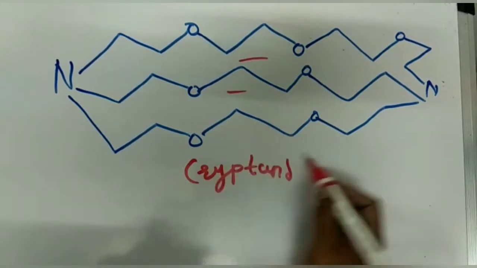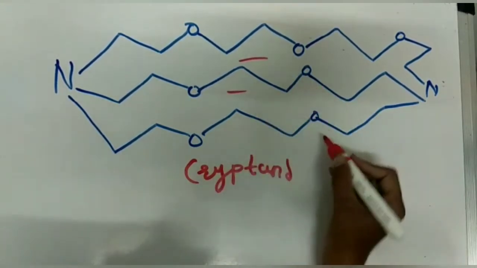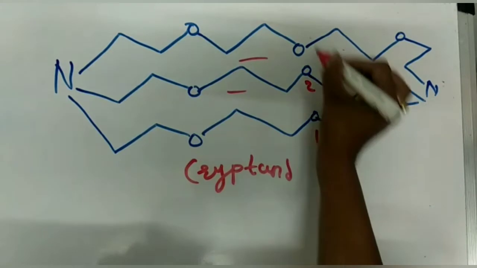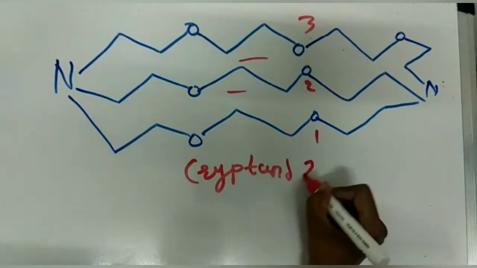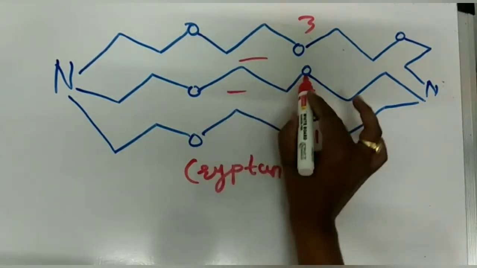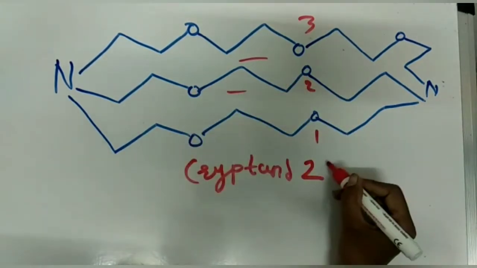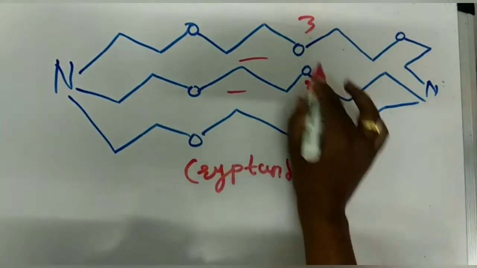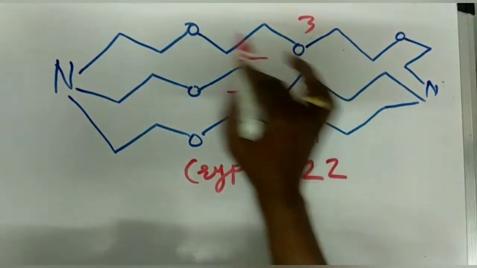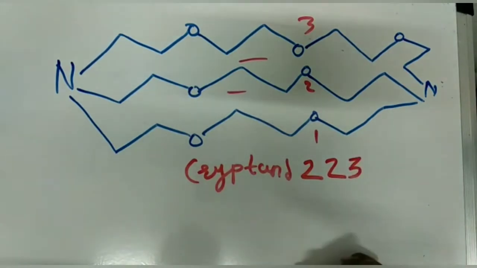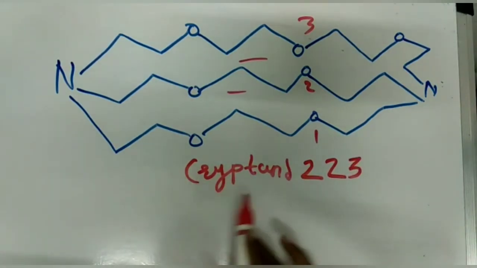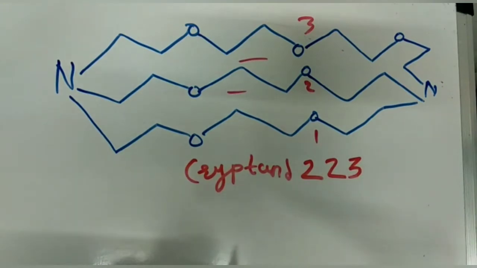So what is the nomenclature of this particular cryptand? This is the first layer, second layer and third layer. In the first layer there are two oxygen atoms, therefore we write 2. In the second layer again there are two oxygen atoms, again we write 2. But in the third layer there are 1, 2 and 3 oxygen atoms, and therefore we write the number 3. So this is the structure of cryptand 223. I hope the concept of nomenclature of the cryptand is clear.